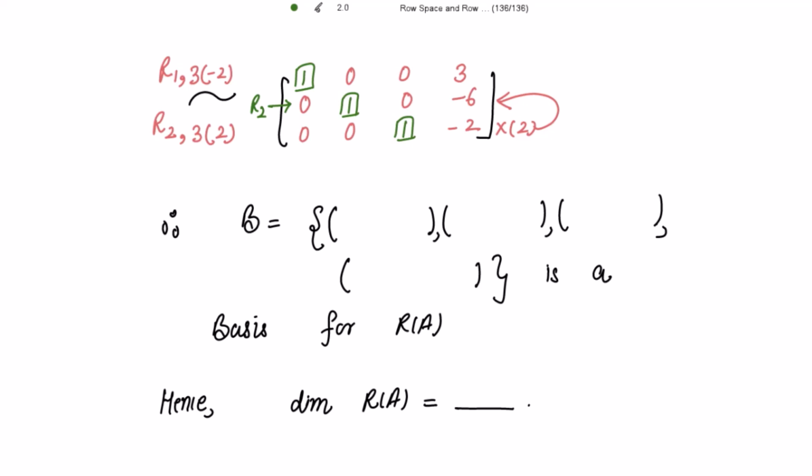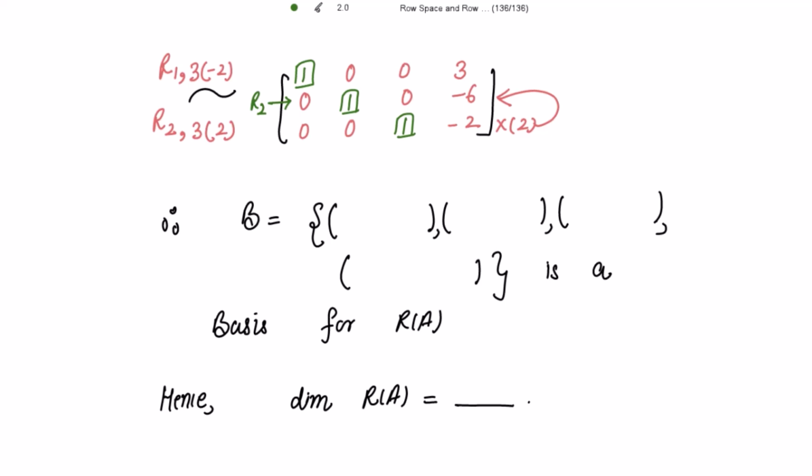So now I got all these 3, 1, 1, 1 to be the leading entries of these non-zero rows, right? Now this is your row echelon matrix, right? Because we get a leading entry in every non-zero row and there is no zero row.